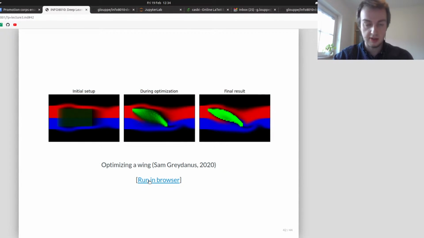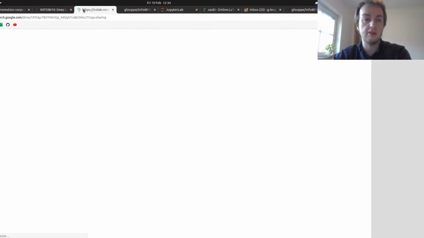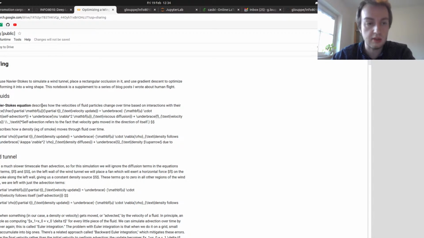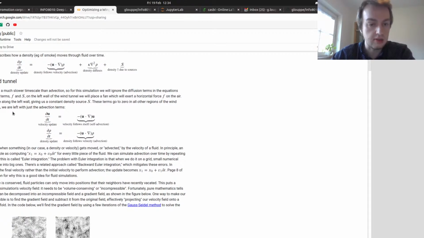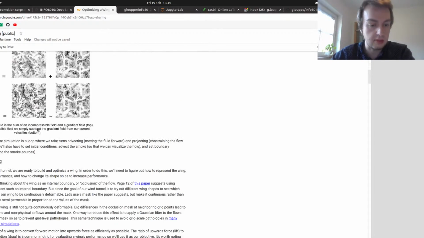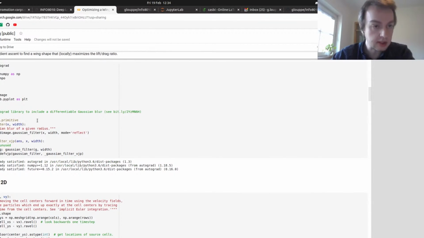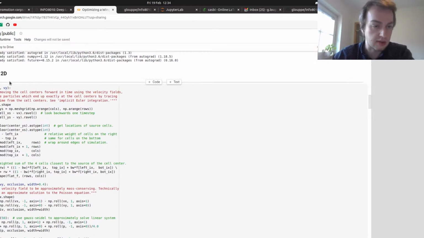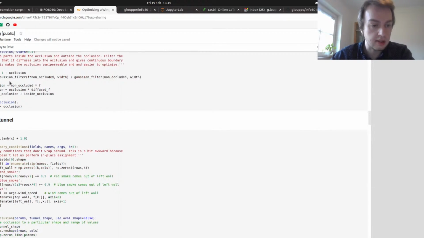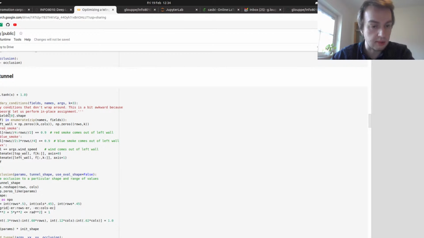In terms of code, this is really just exploiting the power of automatic differentiation. I invite you to run this notebook if you are curious. It implements the physics of fluids, the Navier-Stokes equations and so on, and uses them to simulate a wind tunnel. You have a bunch of code to do all of this simulation, assuming in this case just a 2D plane, not a 3D simulation, then some more code to simulate the wind tunnel itself.